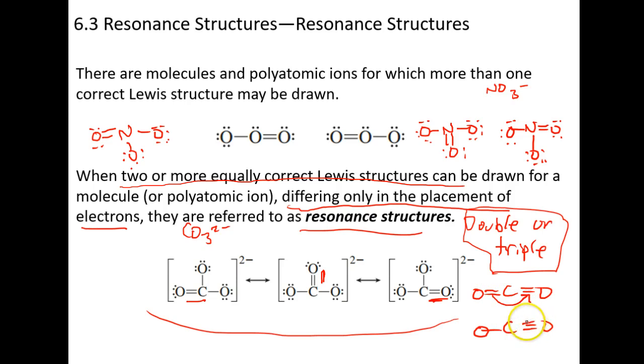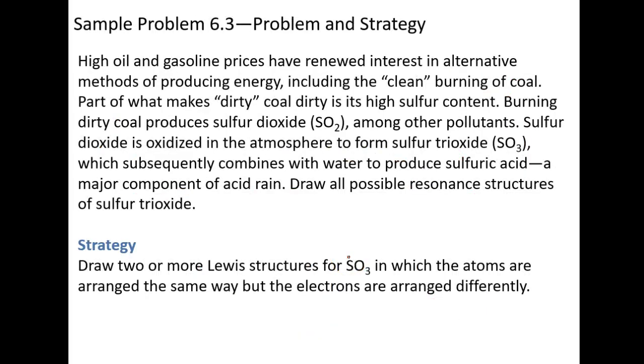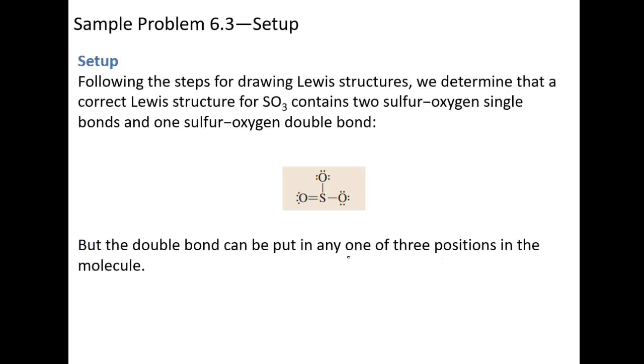Don't go more into it. There is a lot more to it. If you do take organic, we definitely talk a lot more about resonance, but this is all I want you to know. If you have a double bond, here's ozone, there's a double bond, it could be on either side. So your molecule is going to have a resonance structure. These are just doing some Lewis structures and determining there's resonance.